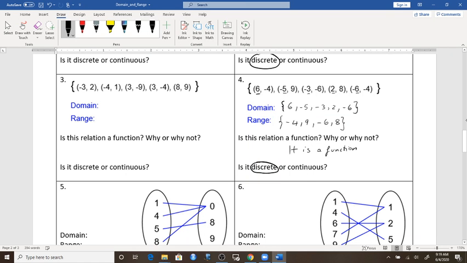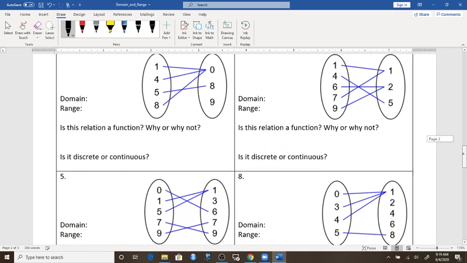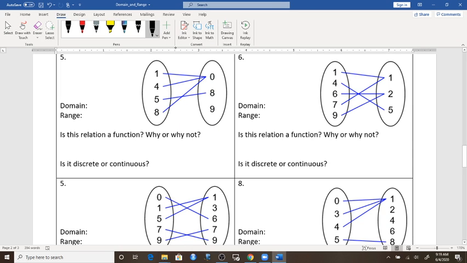Alright, so let's go to number 6. The domain is represented by these values, it's discrete, right? So we have 1, 4, 6, 7, 9. And the range is represented by these three values. We have an arrow for all those values. So we have 1, 2, and 5. Is this a function? Yes, each input goes into each output only once, so yes. And it's discrete because again we have a bunch of points.